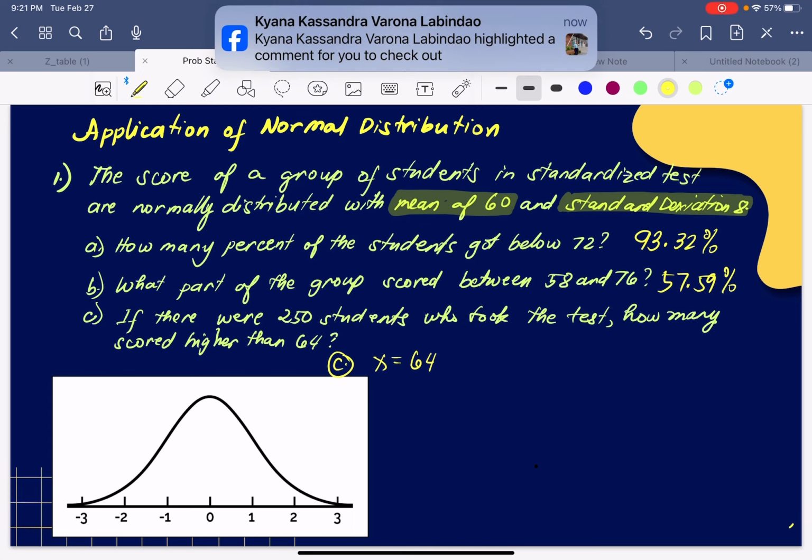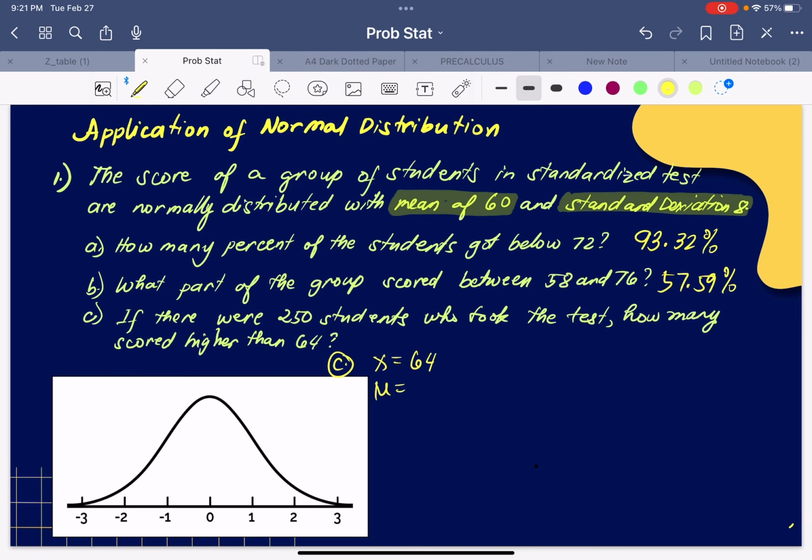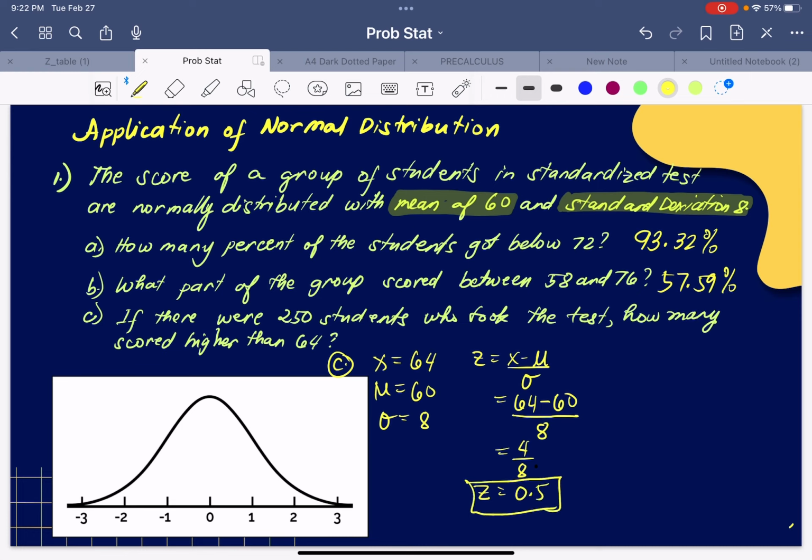The mean is 60 and the standard deviation is 8. So z is equivalent to x minus mu over standard deviation. So let's convert 64 into z value. 64 minus 60 over 8. 64 minus 60 is 4. So 4 over 8, that is 1 half or 0.5. So this is the z score.